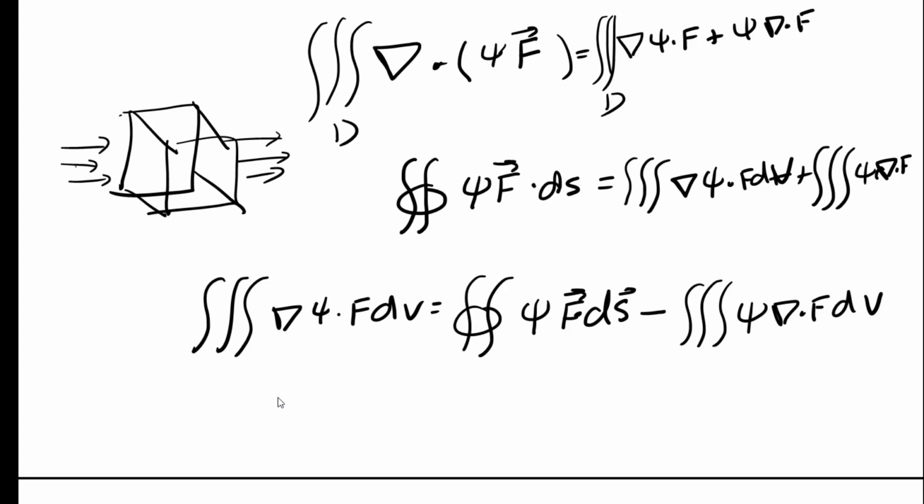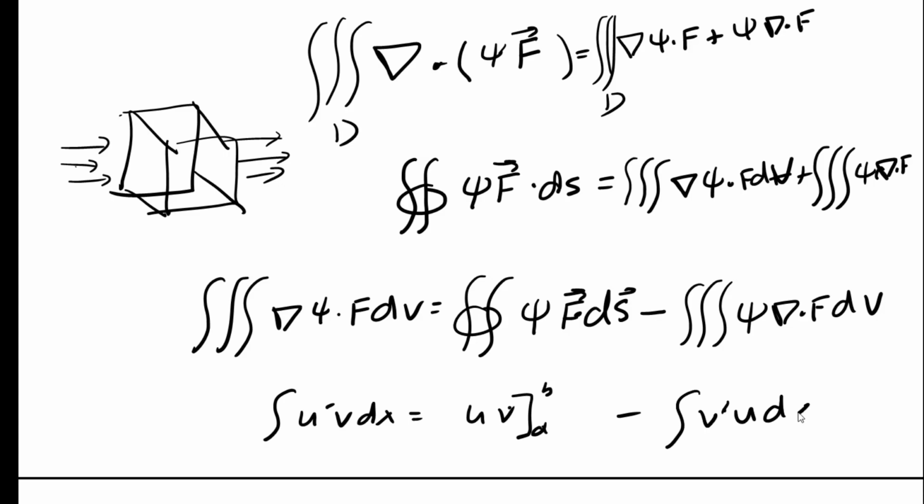This should look very similar to integration by parts, where you have the integral of u prime v dx equals uv on the boundary from a to b minus the integral of v prime u dx. You should be able to see a similarity, where instead of evaluating on the boundary, now we have an integral on the boundary. There's a whole bunch of other product or integration by parts formulas that you can derive using these rules. I don't think we're going to need those, but they exist.